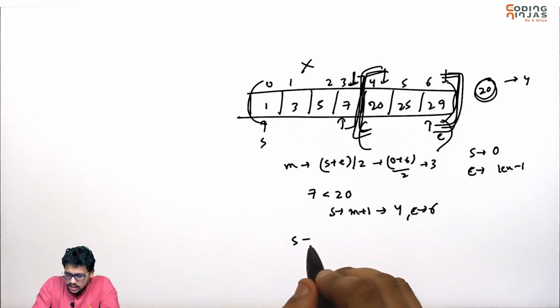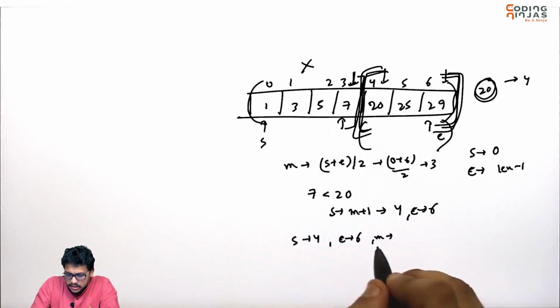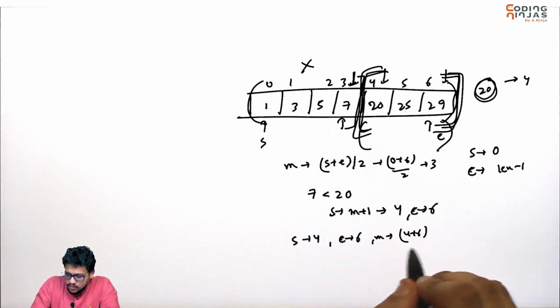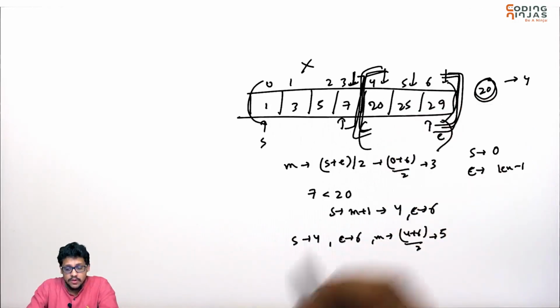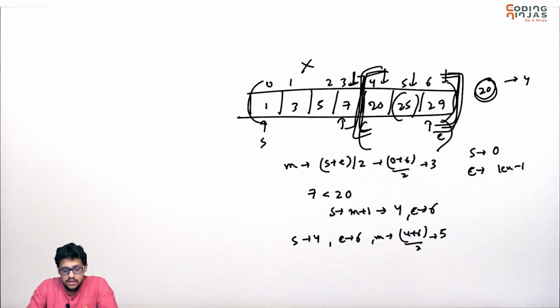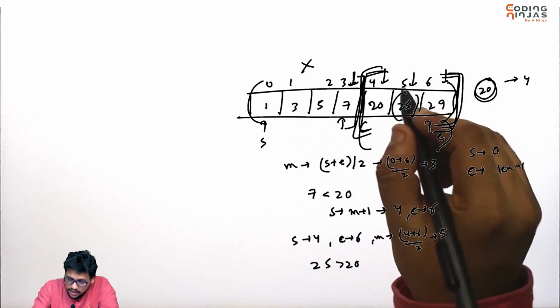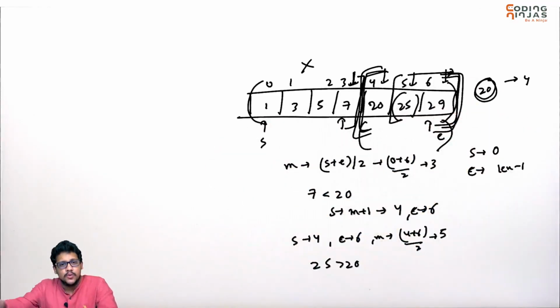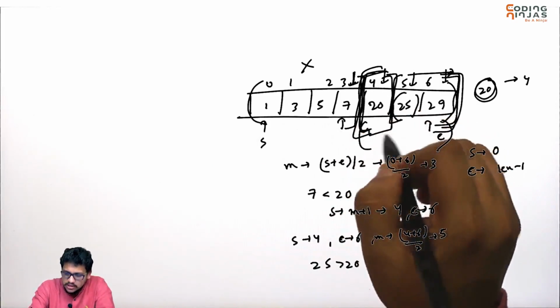Now your start is 4, end is 6, and mid will be start plus end divided by 2, 4 plus 6 divided by 2, which is equal to 5. The element comes out to be 25. Now 25 is greater than 20. So all the elements on the right of 25 will be greater than 20, and there is no need to search in that part of the array. You have to search in this part only.